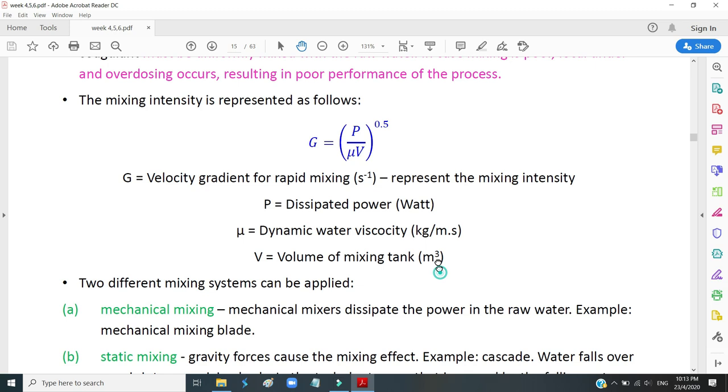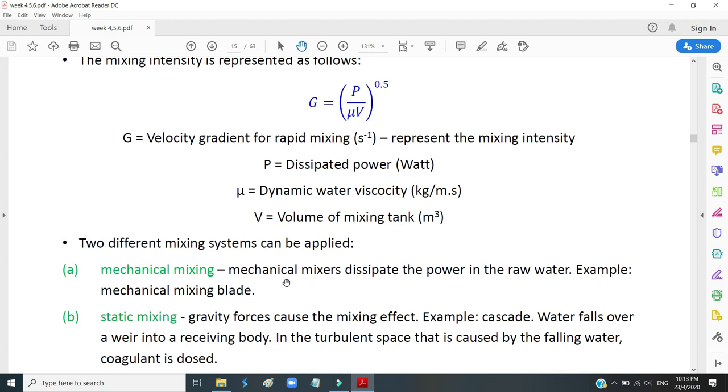So two different mixing systems can be applied. One is mechanical mixing. A mechanical mixer will dissipate power in the raw water, for example a mechanical mixing blade. Static mixing uses gravity forces to cause the mixing effect, for example a cascade. Water falls over a weir into a receiving body, in the turbulent space that is caused by the falling water the coagulant is dosed. So this is also another way of mixing it.